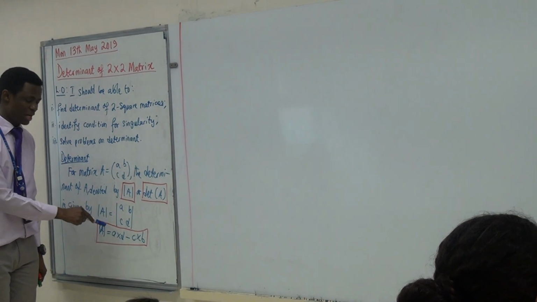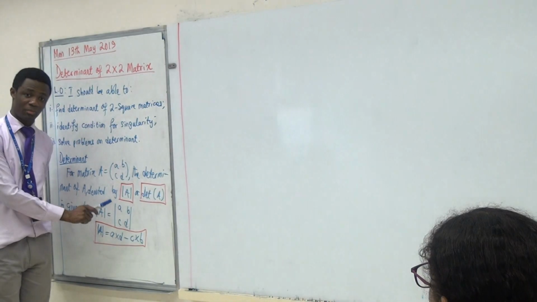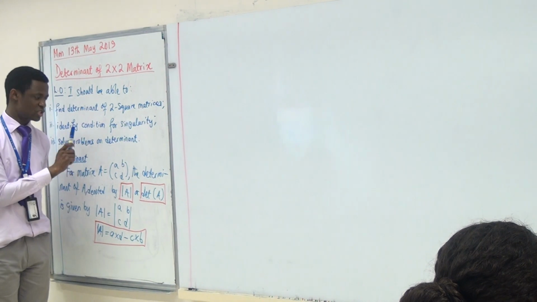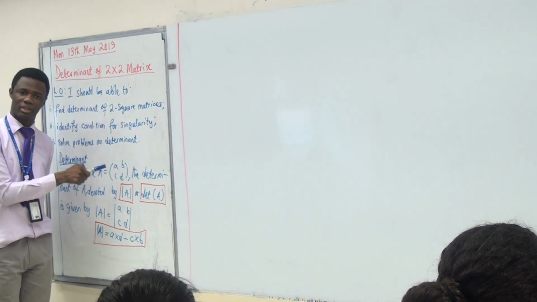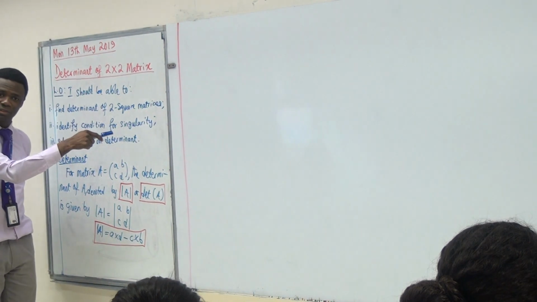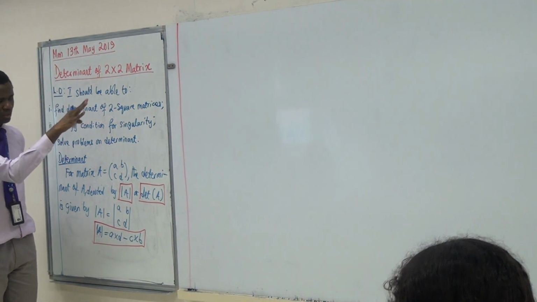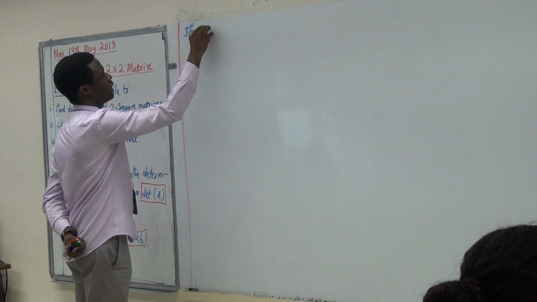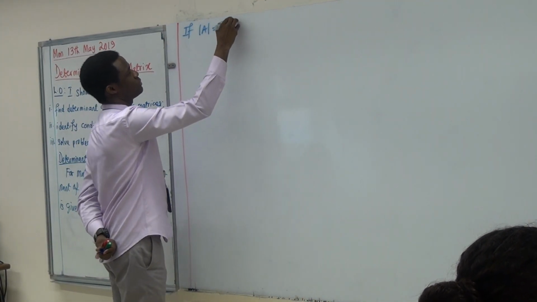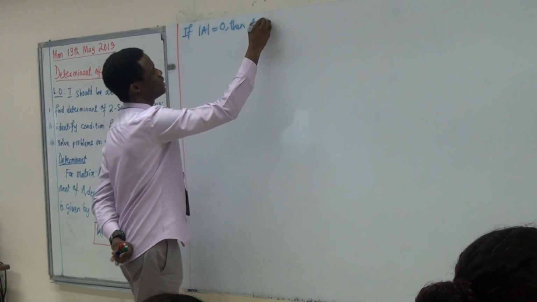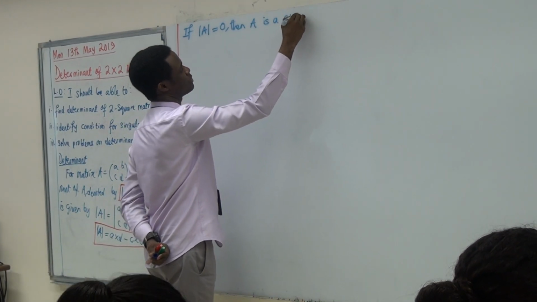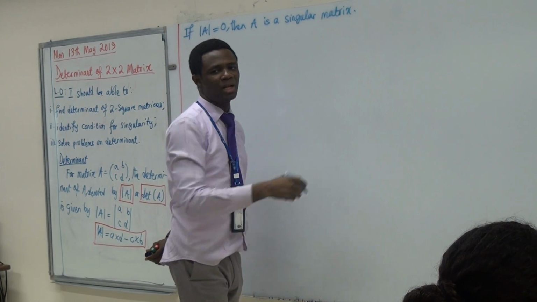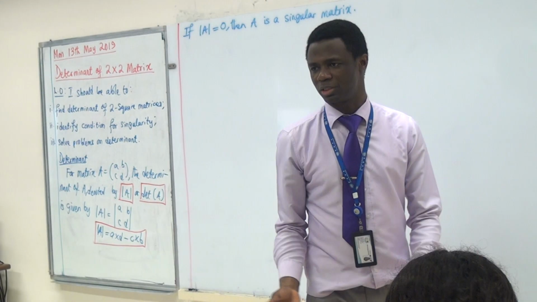Now, this determinant will definitely give you a number, not a matrix. If that number is 0, we call this matrix a singular matrix. That's what I mean by singularity. So if the determinant of A is equal to 0, then A is a singular matrix. Of course, if the determinant is not 0, then it is a non-singular matrix.